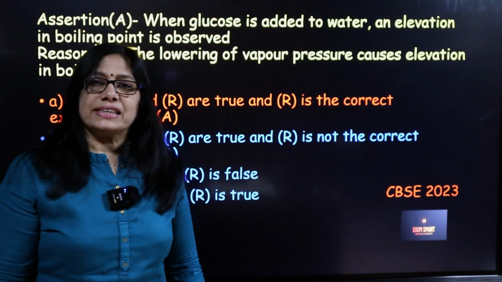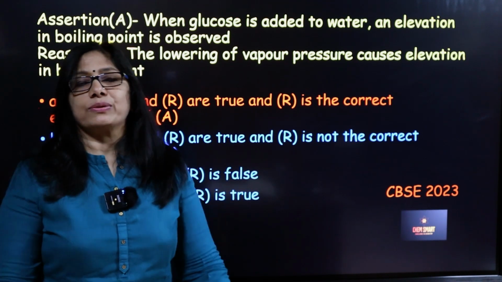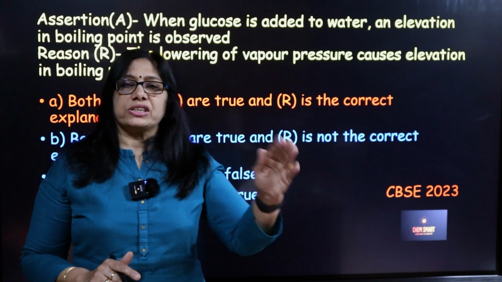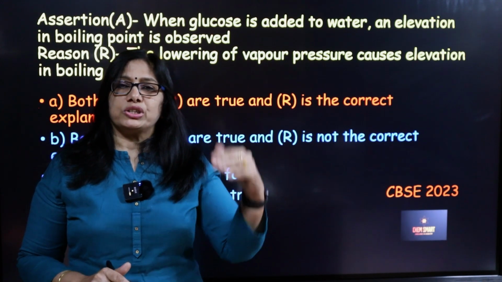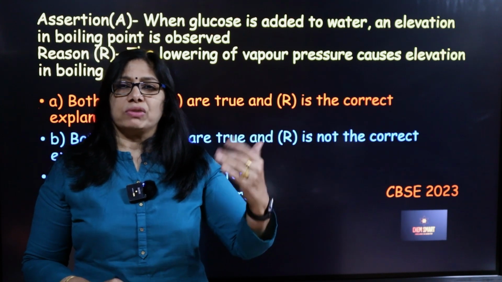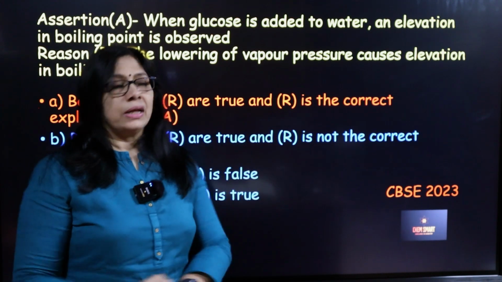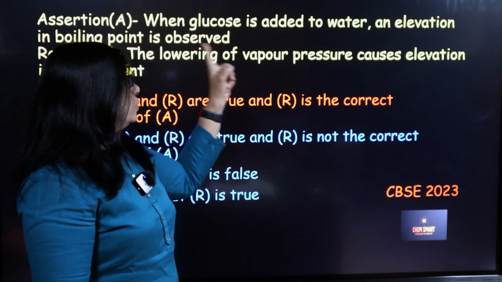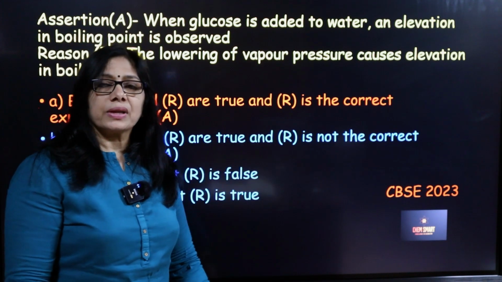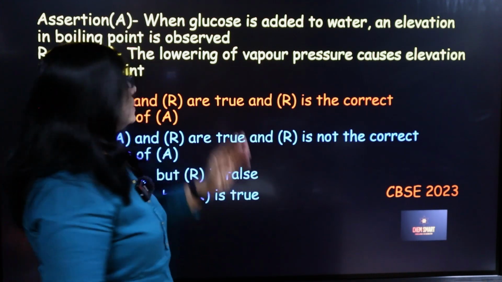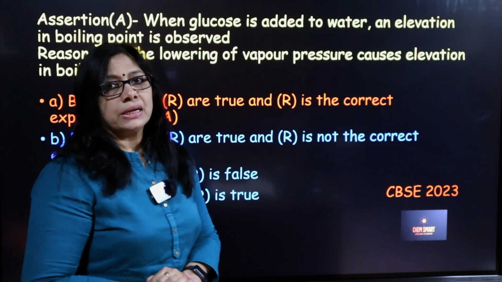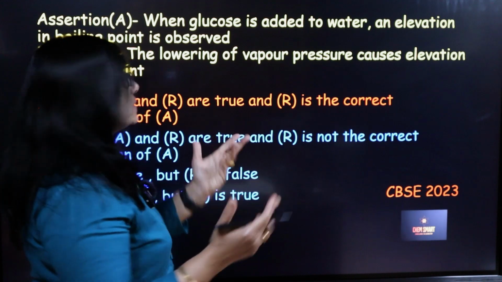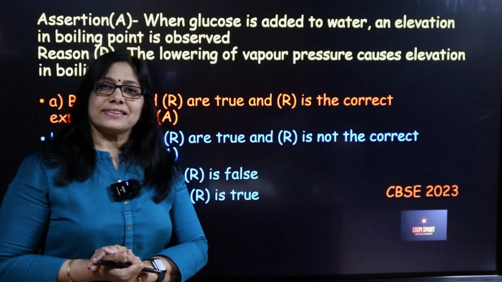The next question is an assertion reason question. You know, in assertion reason, you will be given one assertion statement and one reason statement. You have to check whether they are true or false, whether they agree with each other, etc. The assertion here is, when glucose is added to water, an elevation in boiling point is observed. Reason: the lowering of vapor pressure causes elevation in boiling point.